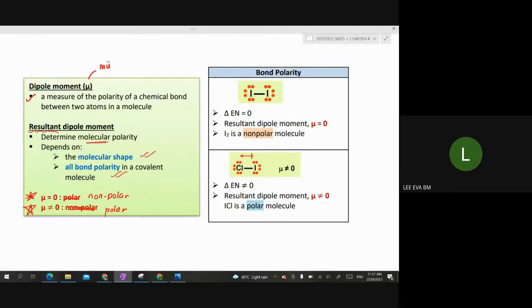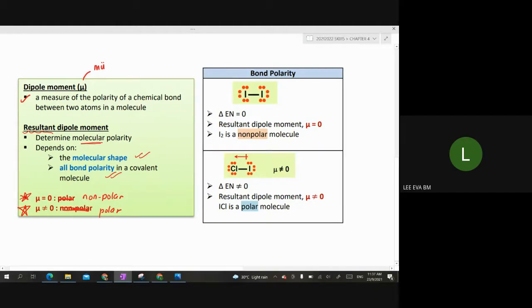is a polar molecule. Okay, so look at the examples over here when we talk about bond polarity. Okay, we got I2. So between two similar atoms, the electronegativity differences is 0. Okay, therefore the resultant dipole moment will be 0. Okay, when mu equals to 0, it is a non-polar molecule.